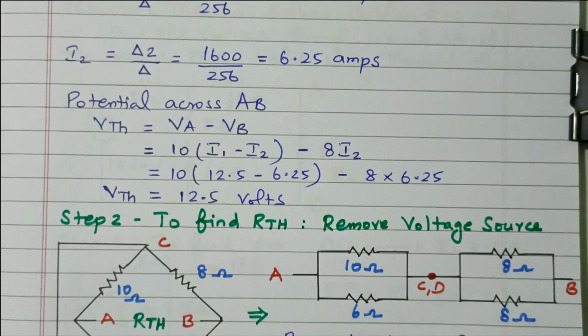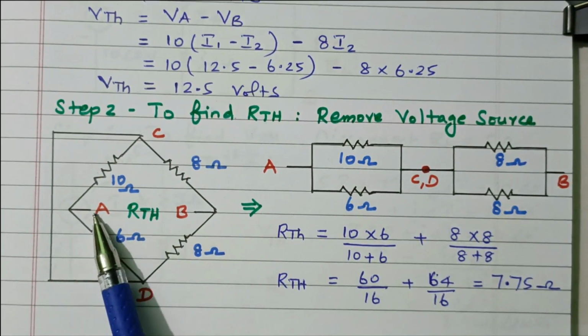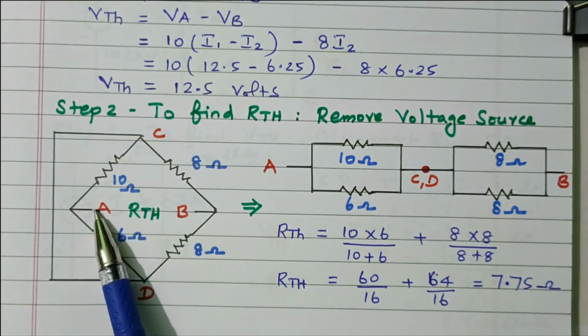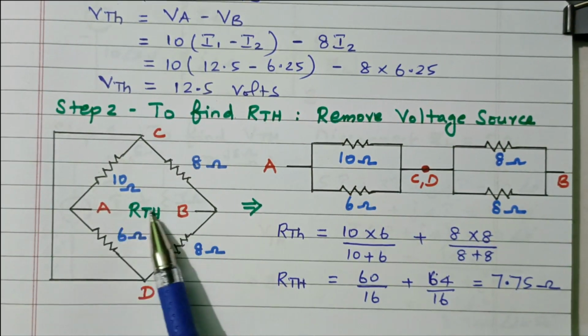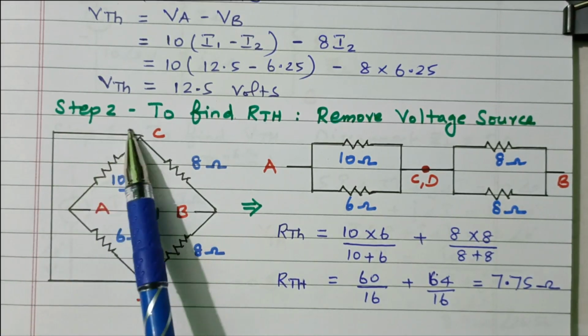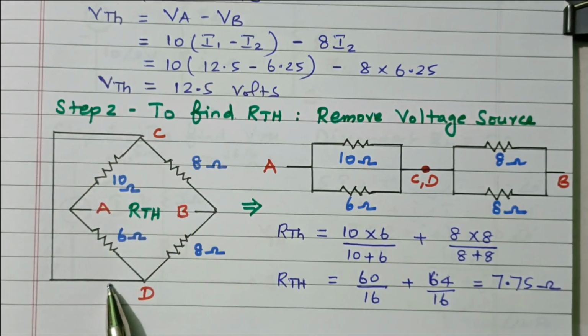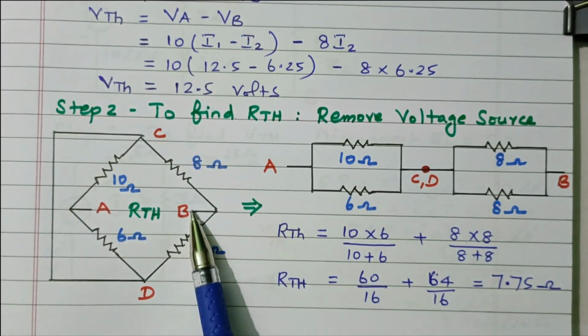The next step is to find the R Thevenin. What is the R Thevenin value? It is nothing but with the terminals open circuited. The terminal AB is open circuited, and the resistance across AB is nothing but R Thevenin, found by removing the voltage source. This voltage source is now removed. We need to find the resistance across A and B.